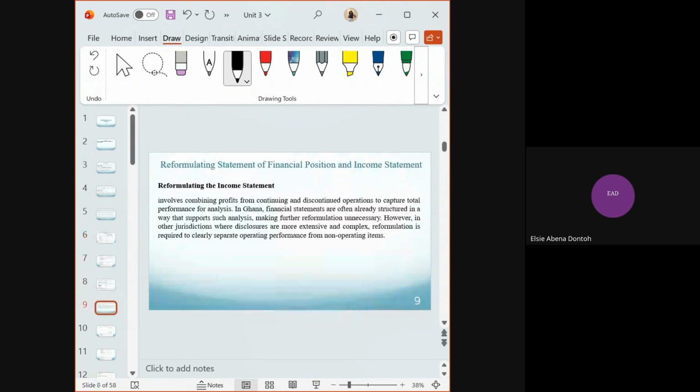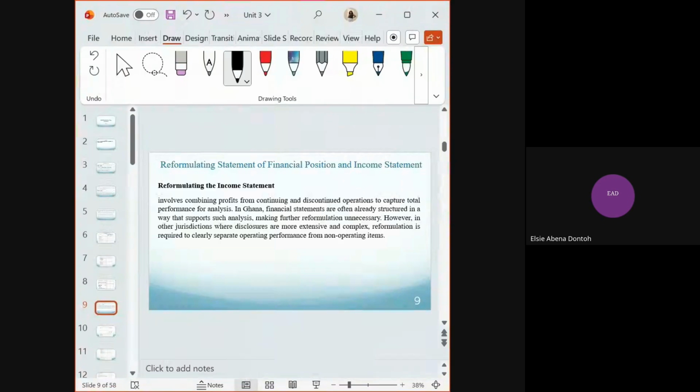Then we move on to reformulating the income statement. So it involves combining profits from continuing and discontinued operations to capture total performance for analysis. However, in Ghana, financial statements are already structured in a way that supports such analysis. So in Ghana, the companies structure their statements of financial position and income statements in a reformulated form already. So there's no need for you to do reformulation.